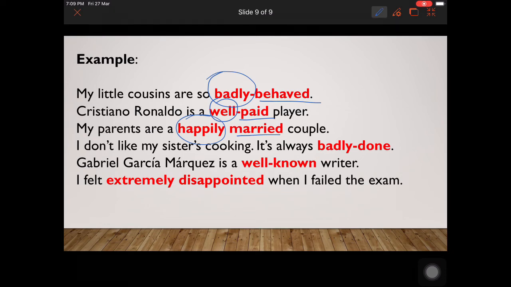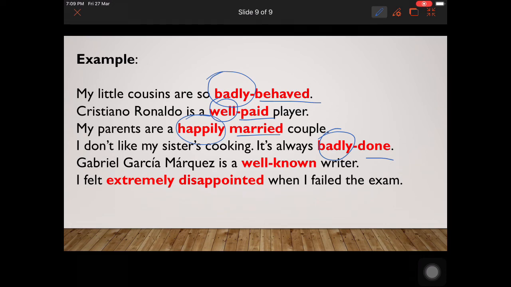I don't like my sister's cooking. It's always badly done. Now, when you say something is badly done, that means that the activity isn't done in the correct form. Let's imagine that maybe your sister uses too much salt on the food, or she burns all the food, or it doesn't have a specific taste. So you say, oh, it's always horrible, awful. That is the meaning of badly done, okay? That an activity is not done in a correct form.